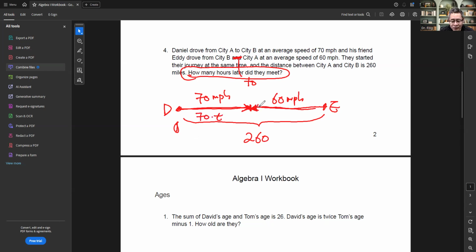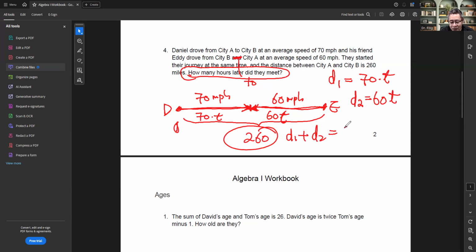And from here, his friend is 60 times t. So basically, we have one distance, that's for Daniel, that's 70 times t. And the distance for Andy, in this case, they're driving the same amount of time, so we have the same t. And we know that adding them together, d1 plus d2 is equal to the total distance, 260. So that's how we set up our equation.